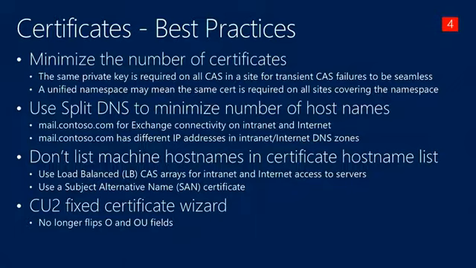Oh, and I mentioned CU2 fixes that problem. Okay, so the other best practice, to get you to be able to minimize host names, we also want you to use split DNS. So that's using the same host names internally and externally, mail.contoso.com, but your internal DNS server points to the load balancer internally, and your external DNS server points to your firewall or whatever device is in your perimeter network that's letting them into 443 to the CAS.